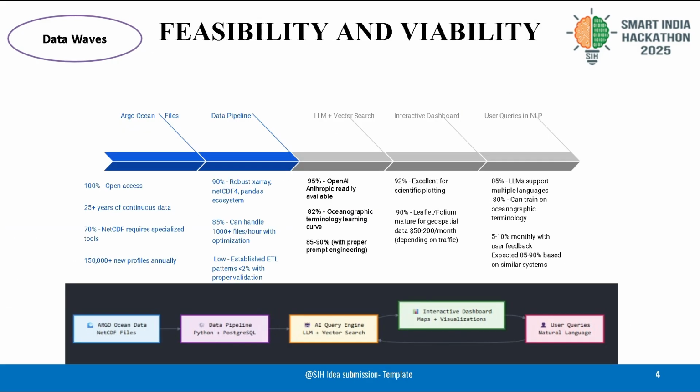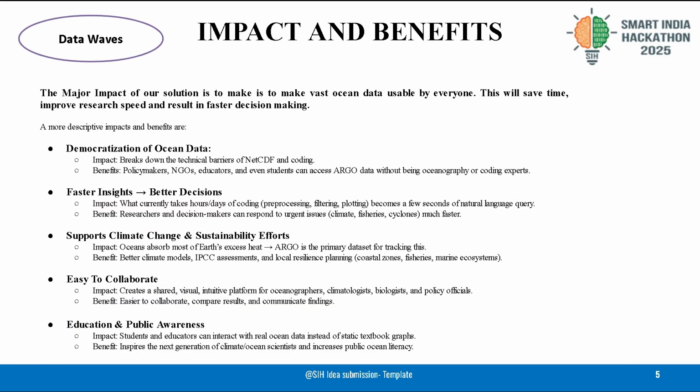Our solution is both technically and economically practical. Argo provides 25 plus years of open access data with 150,000 new profiles each year. Mature tools like Xarray and Pandas can process over 1,000 files per hour. Visualization frameworks like Folium, Plotly, and Streamlit are reliable for geospatial data. Now, Anushka will talk about impact and benefits.